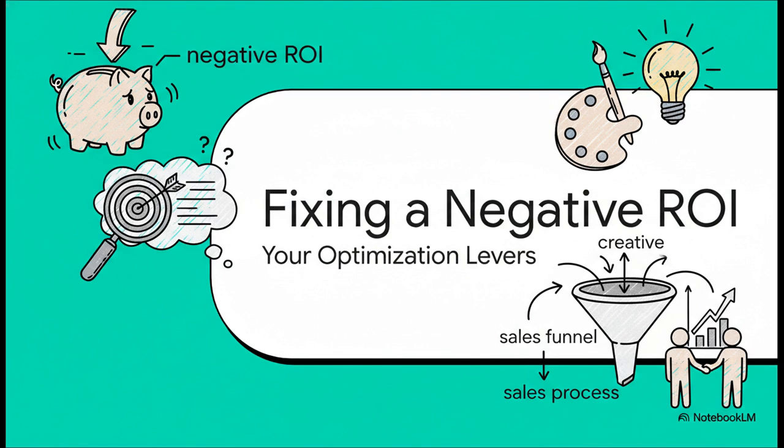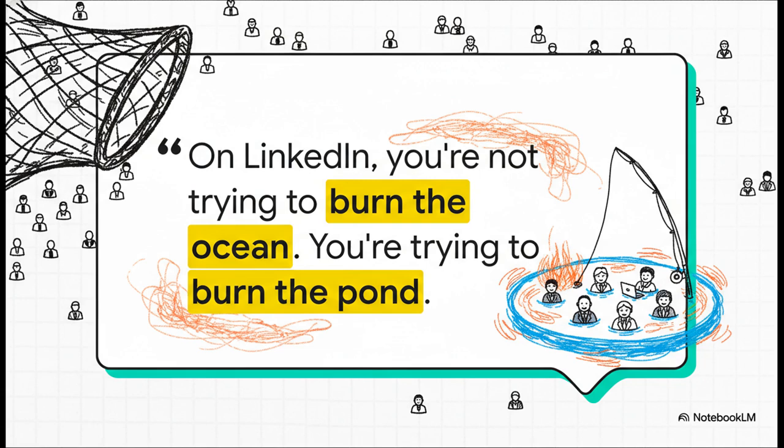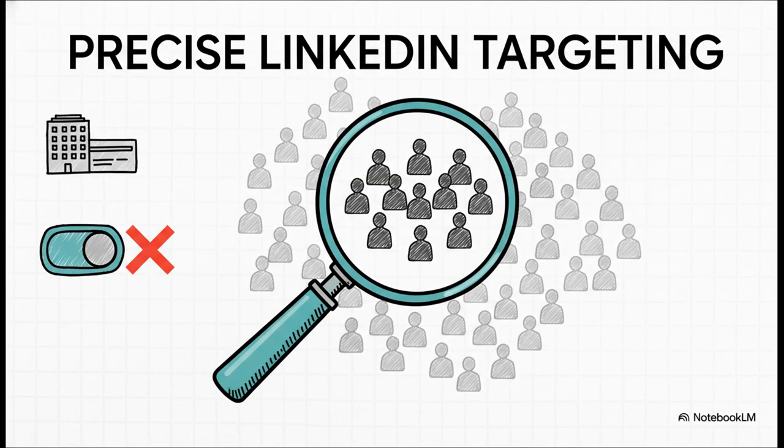and our sales process. I love this quote because it perfectly captures the core strategy for winning on LinkedIn. See, unlike broader platforms where you might let an algorithm explore a huge audience, LinkedIn is all about precision. You already know your ideal customer, the companies and job titles you want to reach. The goal is to focus your entire budget on that small, high-value pond and waste absolutely nothing on the surrounding ocean. So, how do we burn the pond?